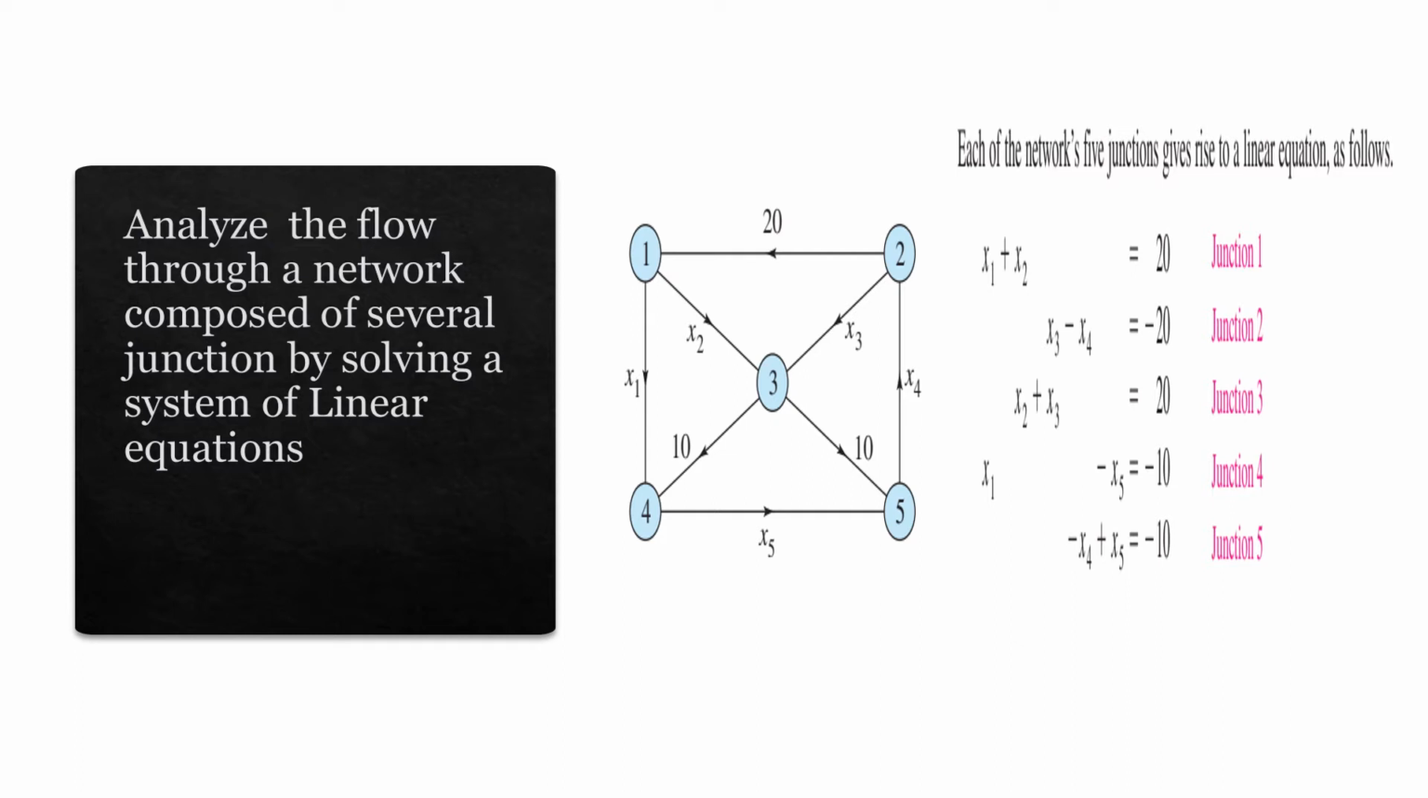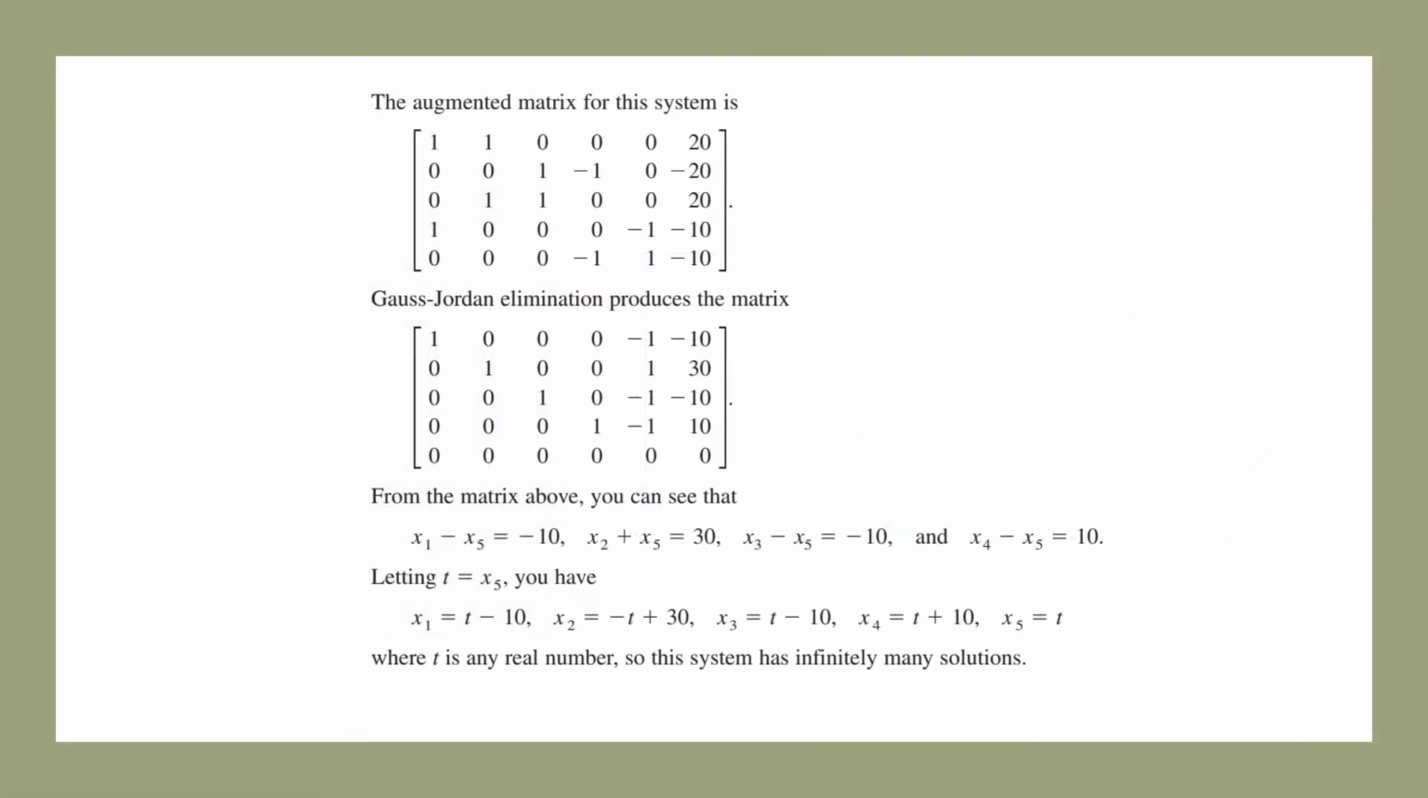and take the augmented matrix to get the reduced row echelon form and solve for x1, x2, x3, x4, and x5. So the augmented matrix for this system will be this, and the reduced row echelon form can be obtained like this. Since the last row is true, here you have your x4 minus x5 is 10. Here x3 minus x5 is 10, etc.